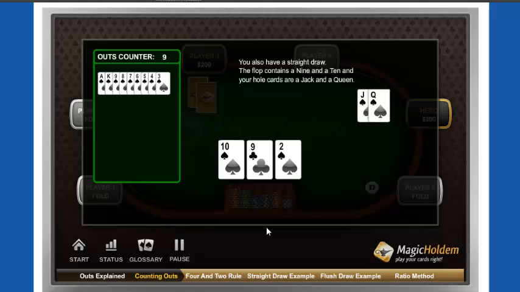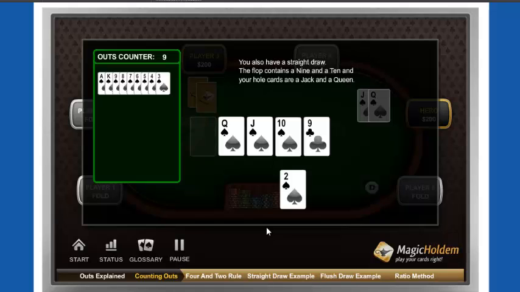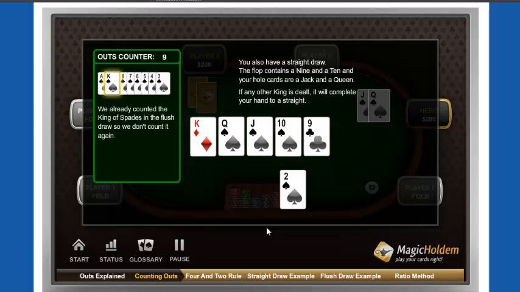You also have a straight draw. The flop contains a 9 and a 10, and your hole cards are a jack and a queen. If any other king is dealt, it will complete your hand to a straight. We already counted the king of spades in the flush draw, so we don't count it again.